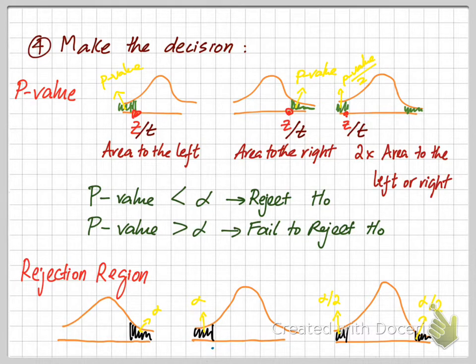Similarly, if you have a left-tailed test, then this black shaded area here represents alpha, which is the level of significance. And if you have the two-tailed test, then these two little black shaded areas here each represent half of alpha.